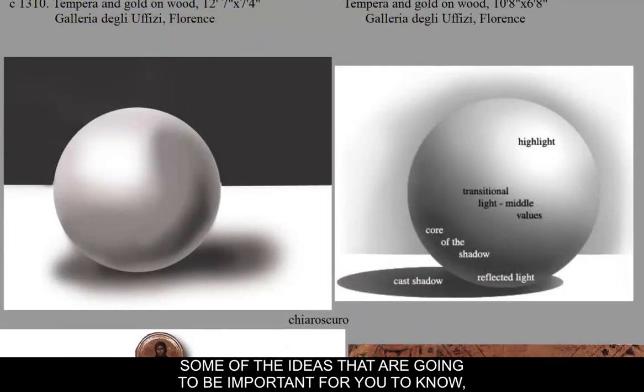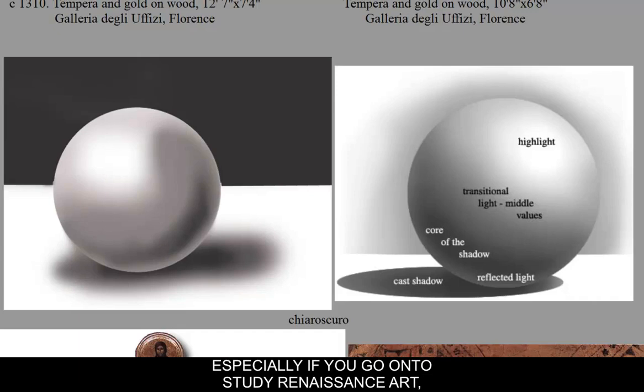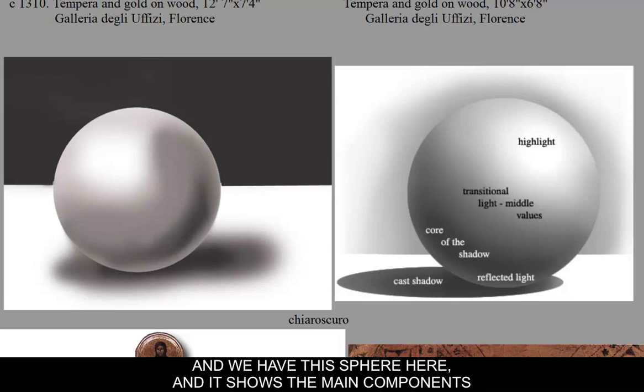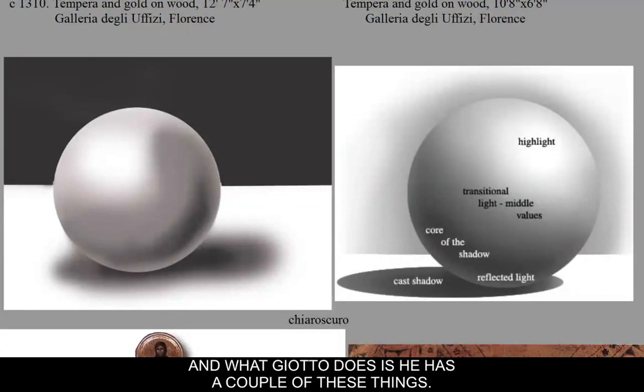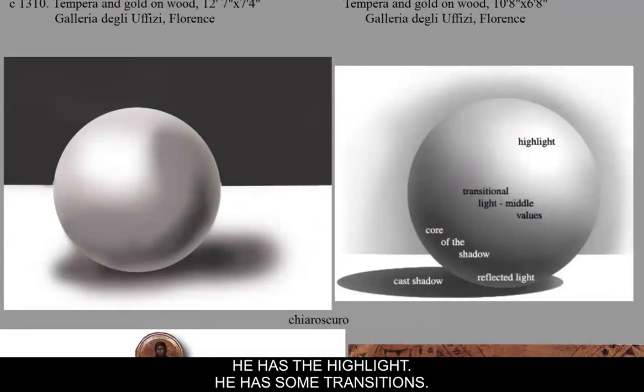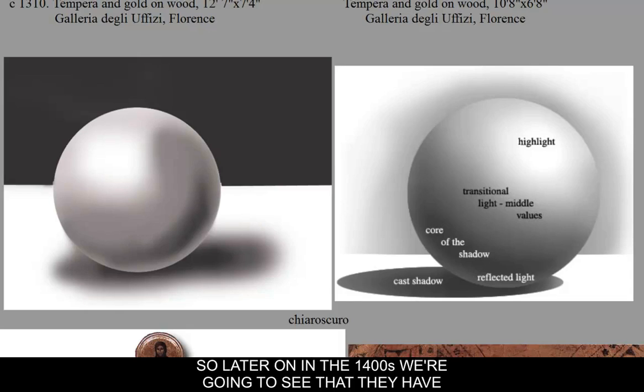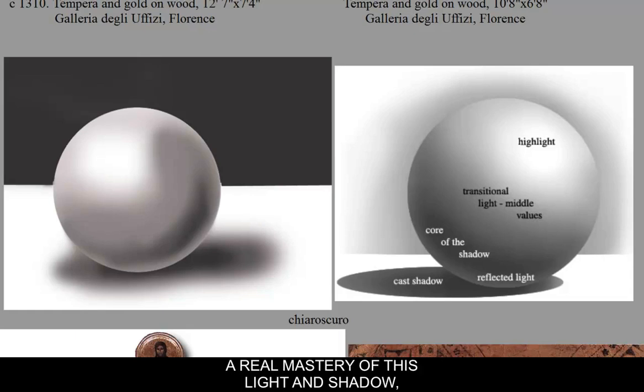Some of the ideas that are going to be important for you to know, especially if you go on to study Renaissance art, is that there's something called chiaroscuro, which is literally a passage of light and shadow that moves across figures. And we have this sphere here, and it shows the main components of chiaroscuro. And what Giotto does is he has a couple of these things. He has the highlight, he has some transitions, and he kind of has a core, but he doesn't have reflected light at all. And we also don't really see cast shadow in Giotto's paintings. So later on in the 1400s, we're going to see that they have a real mastery of this light and shadow. And in the 1300s, Giotto's a groundbreaker. He starts doing some of these things.